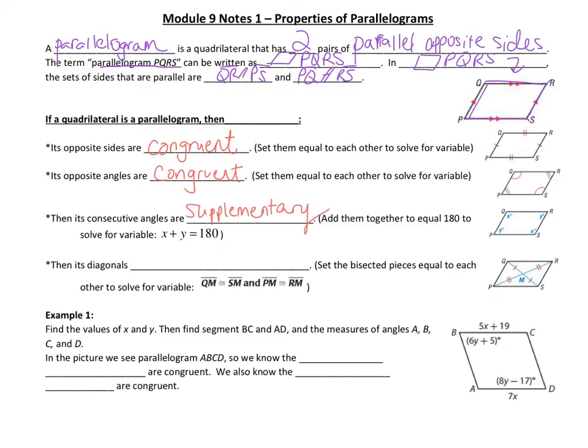When we use that in an actual equation, we know that we need to add them together, so add the 2 side-by-side angles together to equal 180 degrees, and then we can solve for the variable. So this would be an example of how we could set that up.